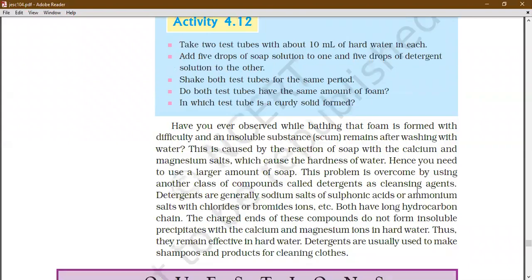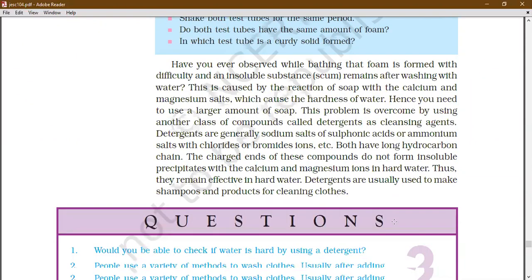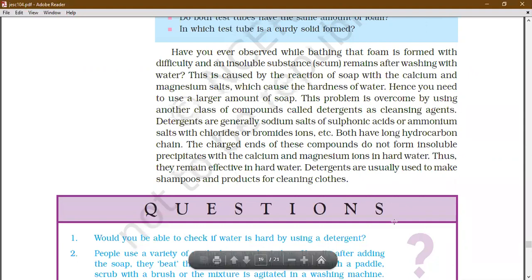Have you ever observed while bathing that foam is formed with difficulty and an insoluble substance remains after washing with water? This is caused by the reaction of soap with the calcium and magnesium salts which cause the hardness of water. Hence, you need to use a large amount of soap. This problem is overcome by using another class of compounds called detergents as cleansing agents.